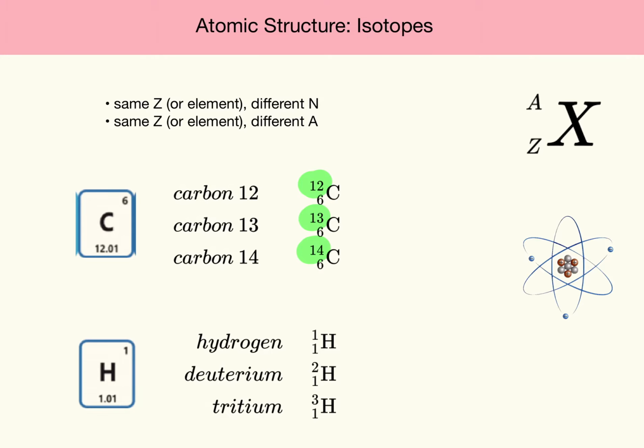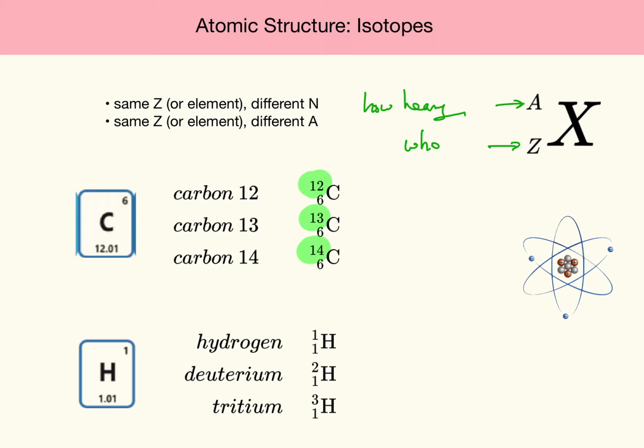Now, first note, if you have 6 protons, you are carbon. And if you have 1 proton, you are hydrogen. So what this means is the atomic number determines who you are, and atomic mass determines how heavy. So, for any given element, we're going to have lighter versions and heavier versions.